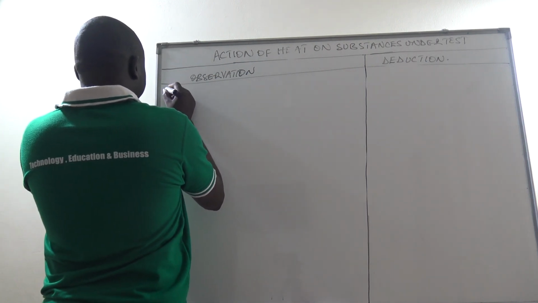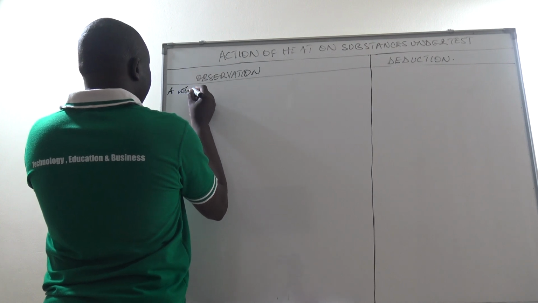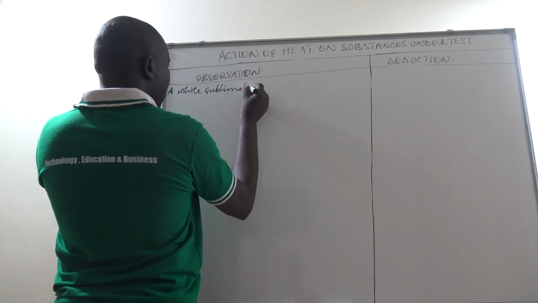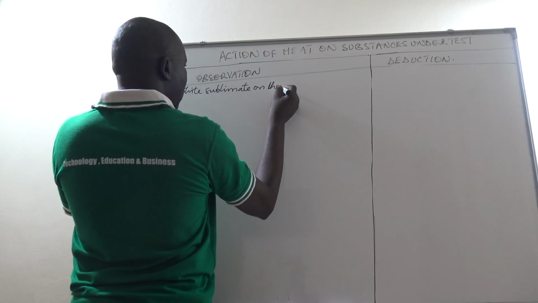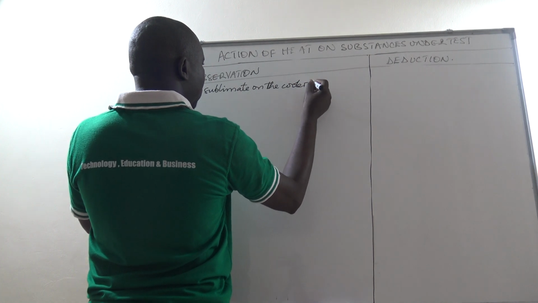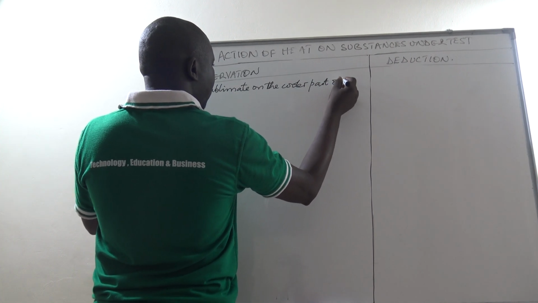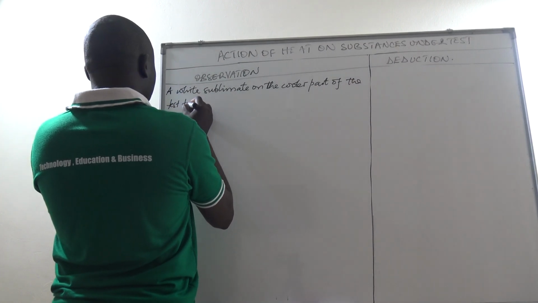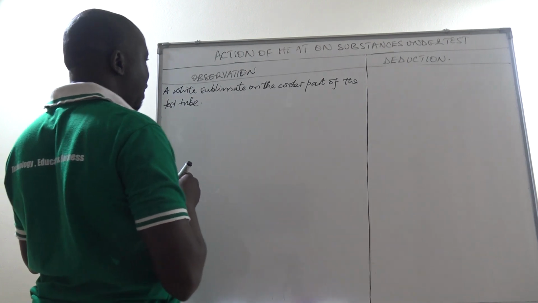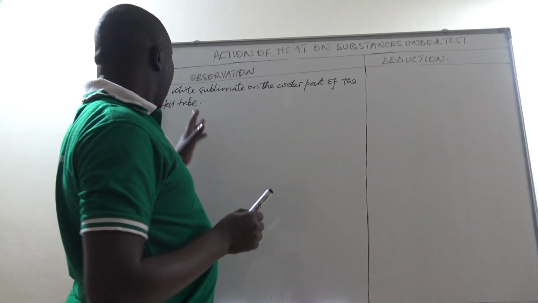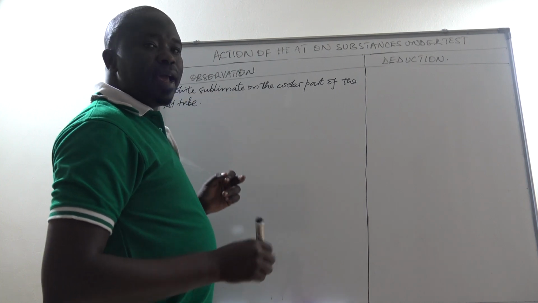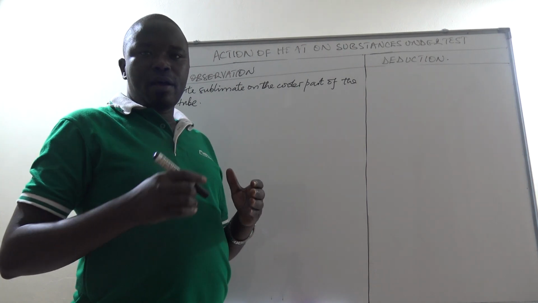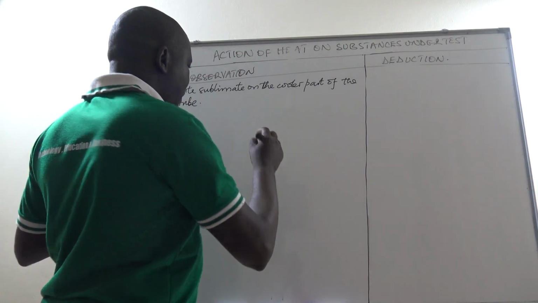So, we may get a white sublimate on the cooler part of the test tube. A white sublimate on the cooler part of the test tube. I want us to know what a sublimate is. A sublimate is what forms on the upper part of the test tube. Say like here.